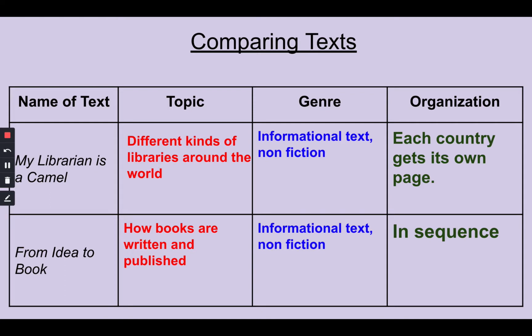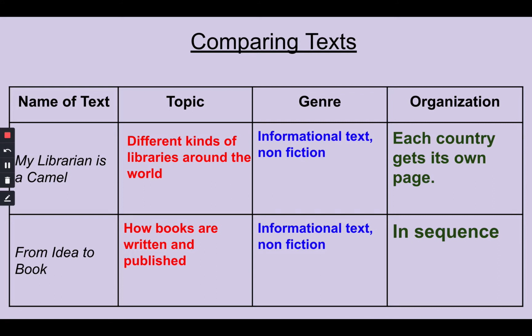My Librarian Is a Camel was organized so that each country had its own page. Clear headings showed what country each page was about. From Idea to Book was organized in sequential order. It teaches the reader the process of writing, editing, and publishing a book from start to finish. Notice the sequencing words like first, second, then, and finally.